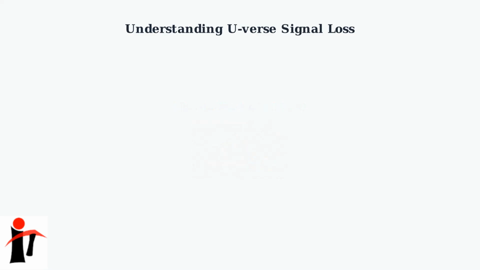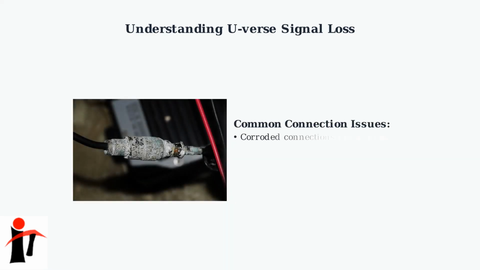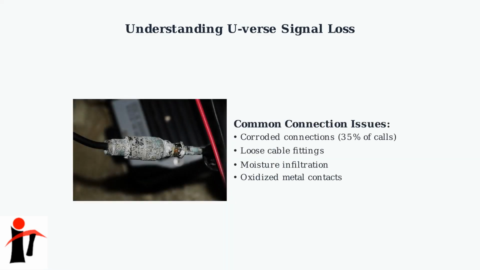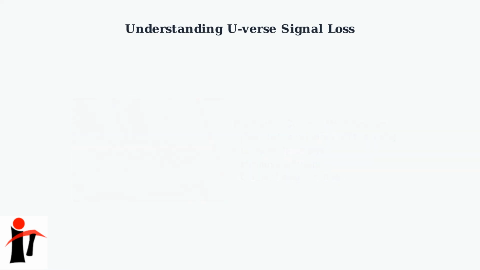Fiber optic cables carry data to neighborhood nodes, then existing copper telephone lines bring the signal to your home using VDSL2 technology. The most common cause of signal loss is physical connection problems. Corroded connections affect approximately 35% of all Uverse service calls, making this the first thing to check.